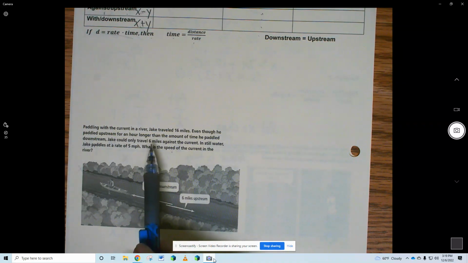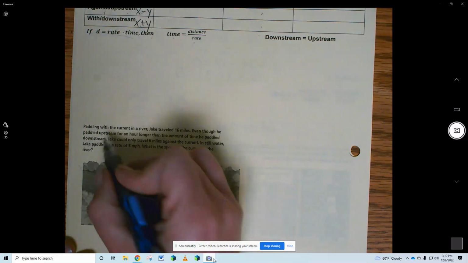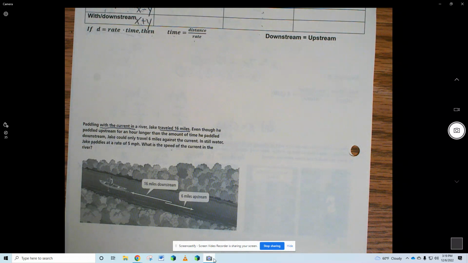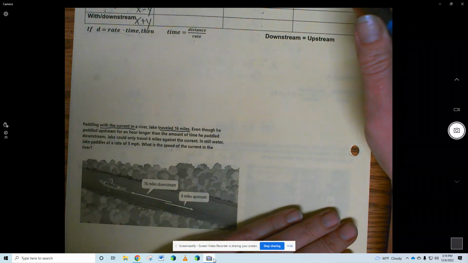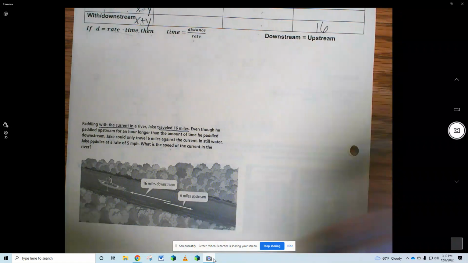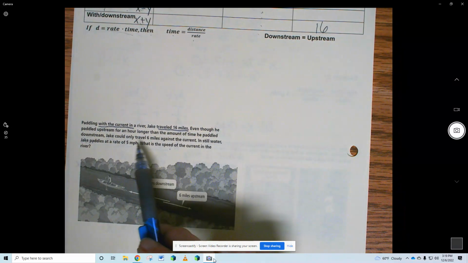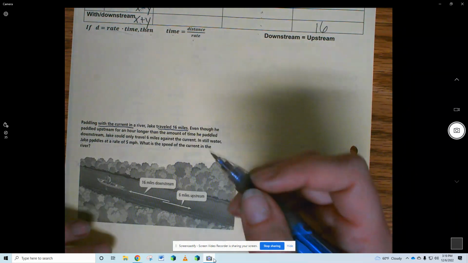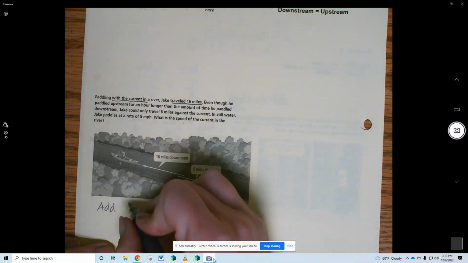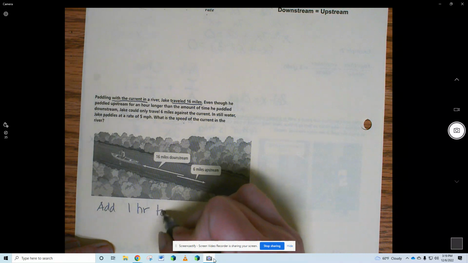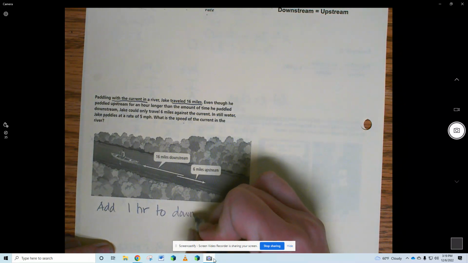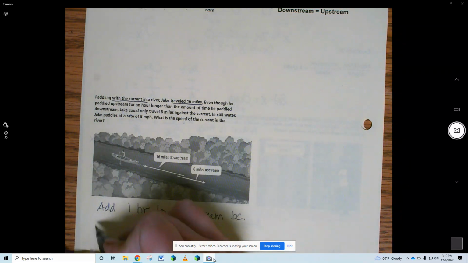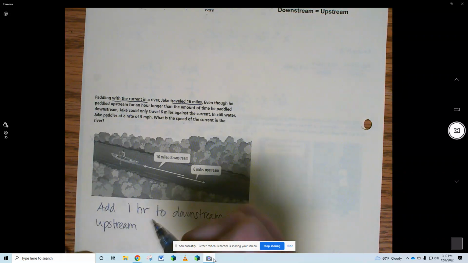Paddling with the current in a river, Jake traveled 16 miles. Paddling with the current, he traveled 16. Let's fill that in on the chart. With the current, his distance was 16. Even though he paddled upstream for an hour longer, so I'm going to add 1 hour to the downstream because upstream was quicker or was shorter.